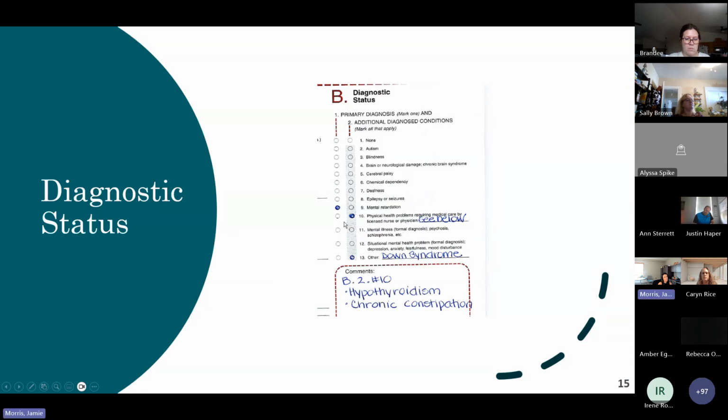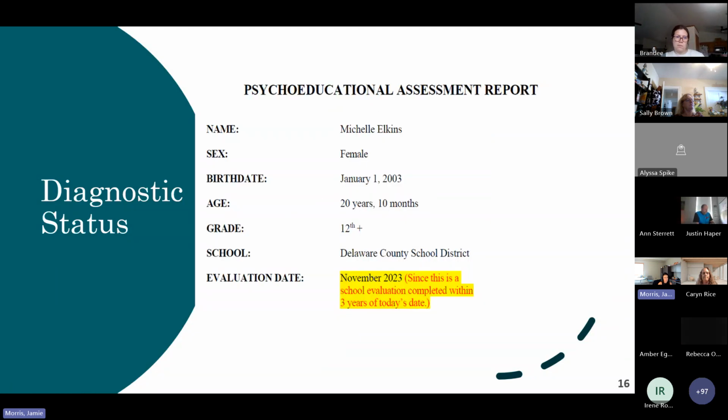So we know that this individual, Michelle, they're considering her primary as MR, so number 9. We make sure we have the documentation to support that. In the documents that were included in that invite, there was a psychoeducational assessment completed for Michelle. I make sure it's hers. I look at the birth date. I'm verifying this is her. And then here I look at the evaluation date.